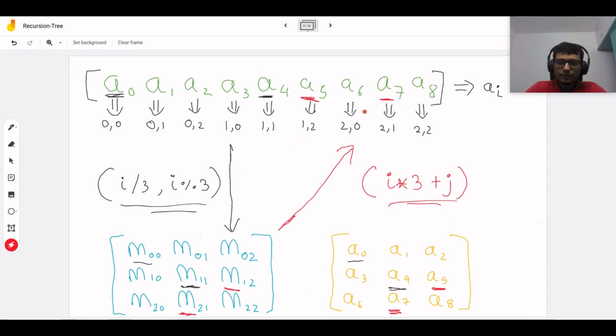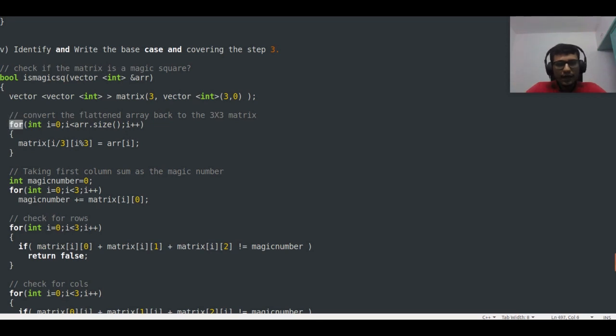Similarly, let us consider A of 7. So 7 divided by 3 is 2 considering integer division, and 7 mod 3 is 1. So we get 2, 1. So A of 7 in flattened matrix is mapping to M of 2, 1. After performing this for each and every element in the flattened array, we get its corresponding position in the two-dimensional matrix. In that manner we can convert the flattened array into the two-dimensional matrix. So this exact logic is being used here.